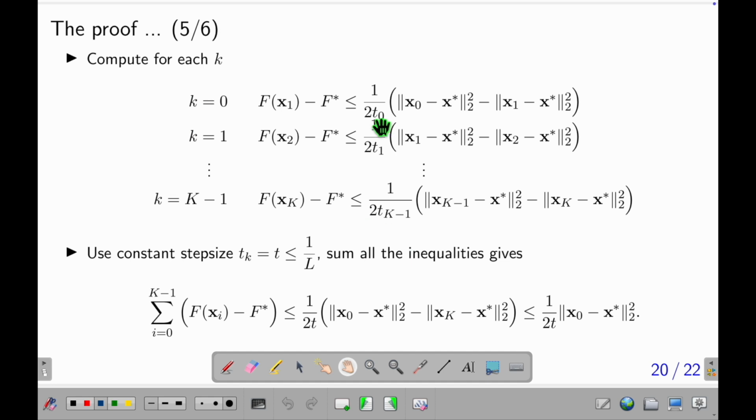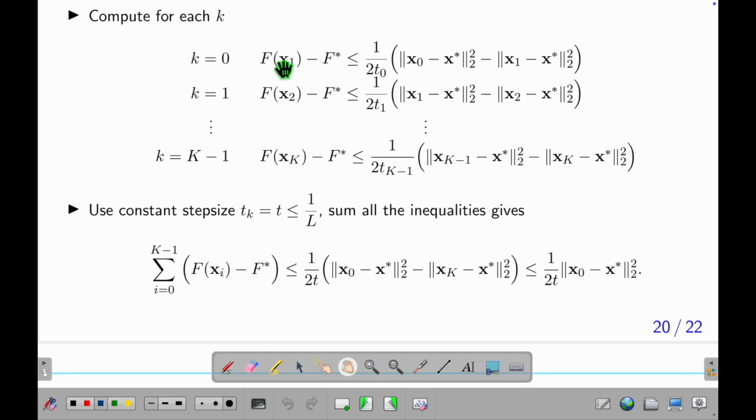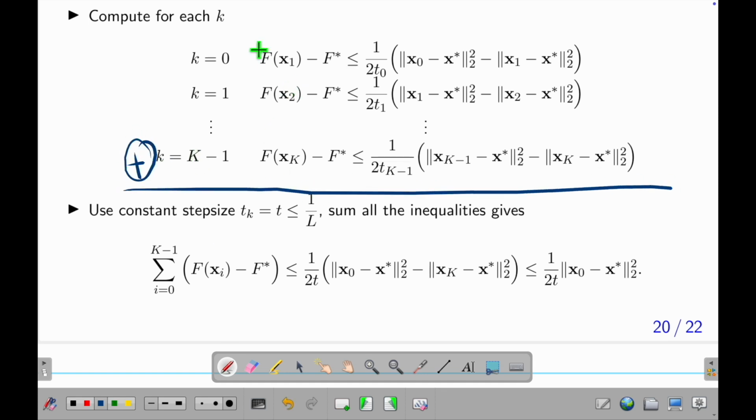So let's go again. K equals 0. This is the difference between one, and you have seen this many times. So let me do it again. So now I'm going to sum them. So all this part sums to give this thing.